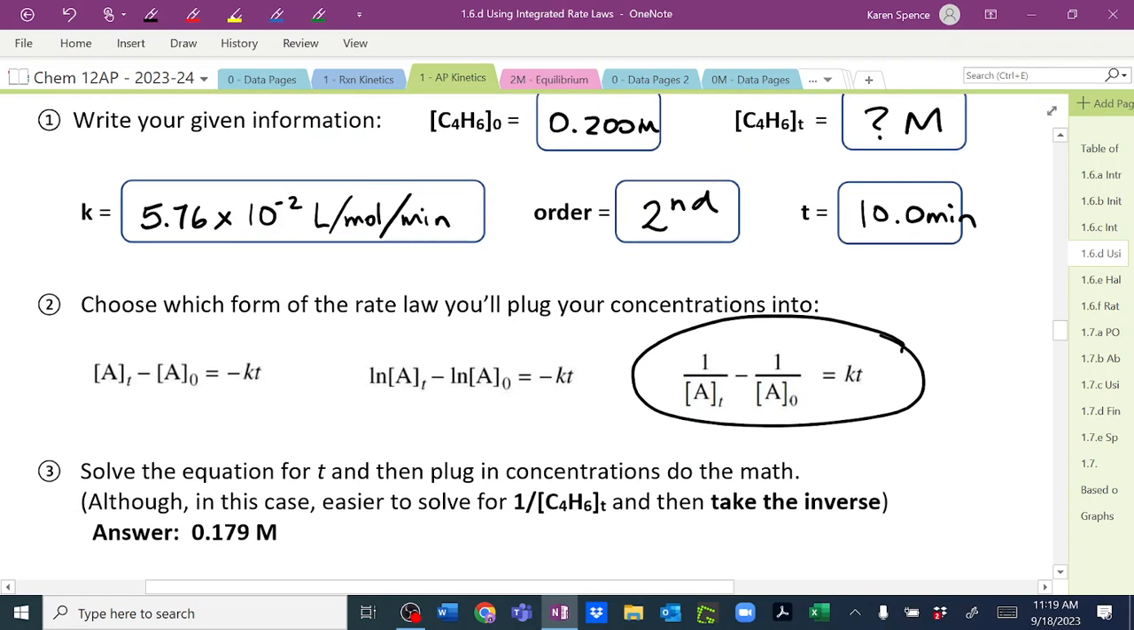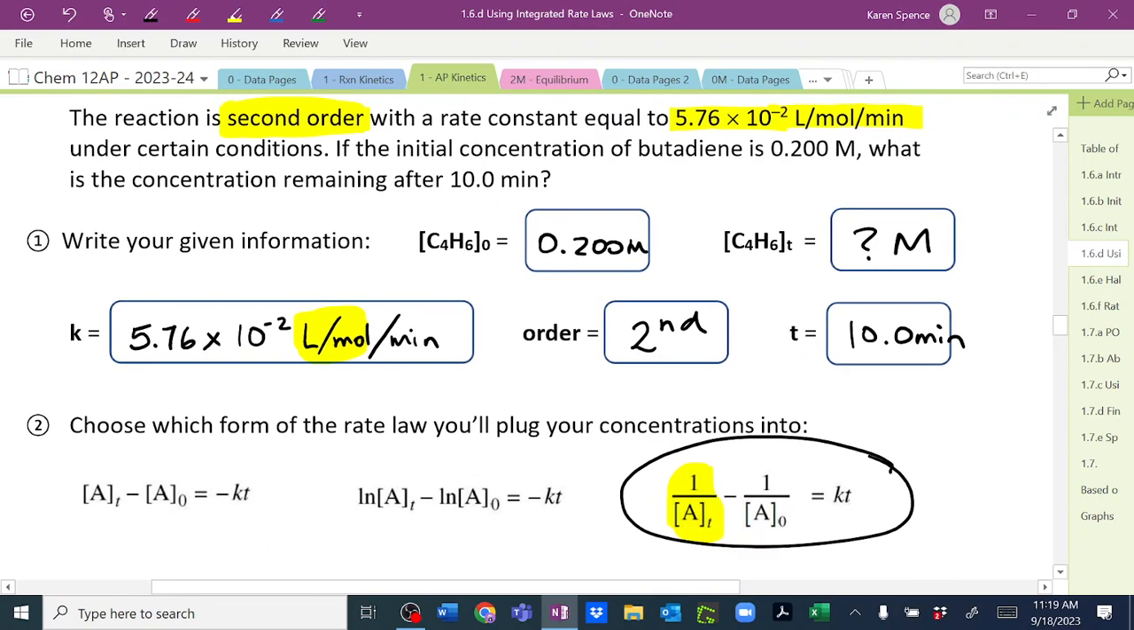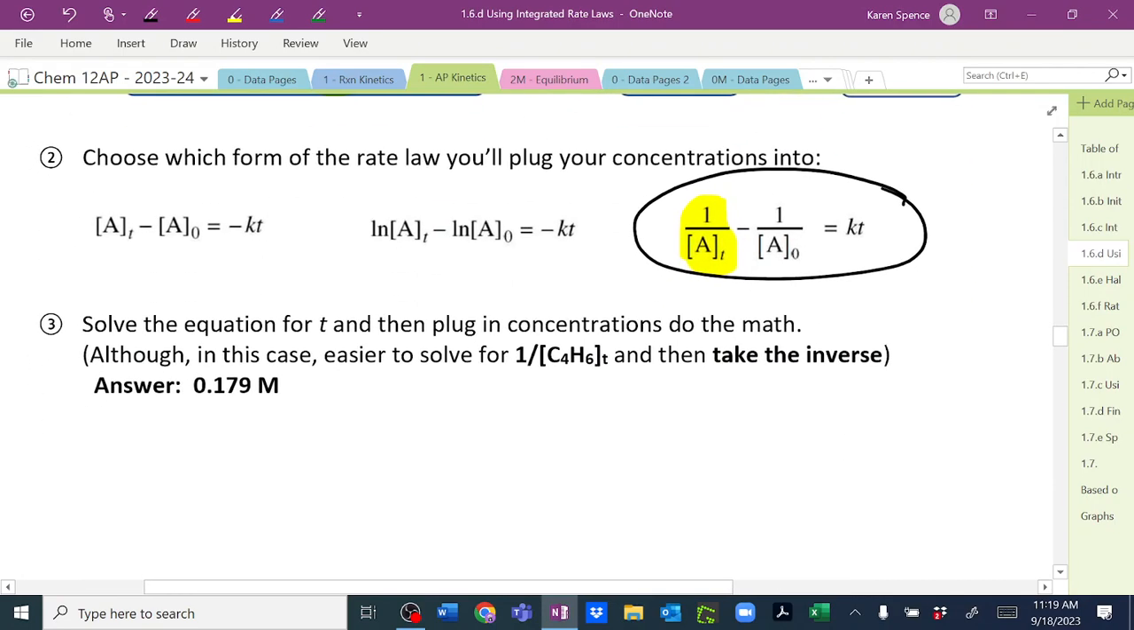And you could recognize from the unit that we have molarity upside down, right? 1 over molarity, right? And we have 1 over molarity here. And that gives us our second order. Solve the equation for, it should not say for T, it should say solve the equation for concentration of A at time T.